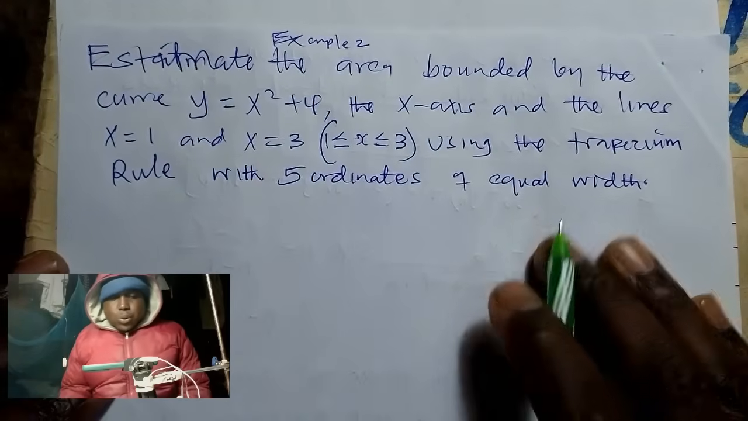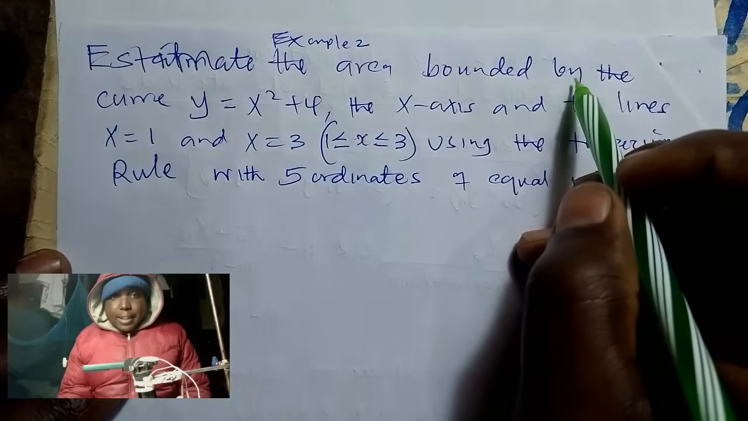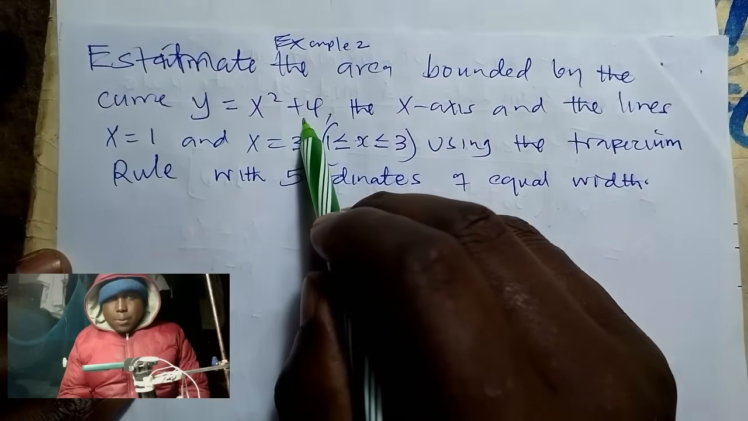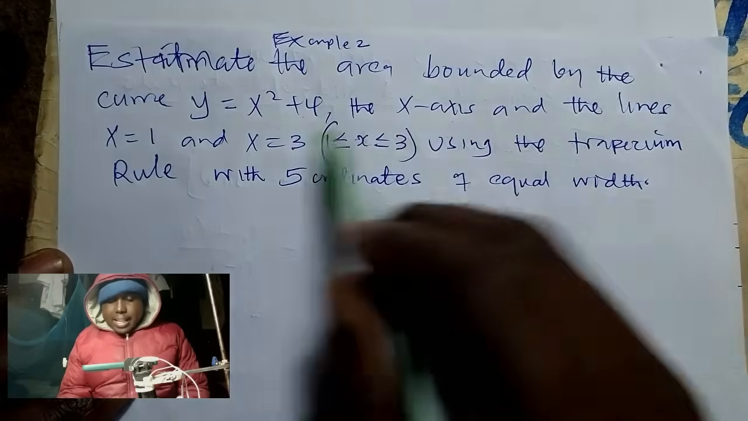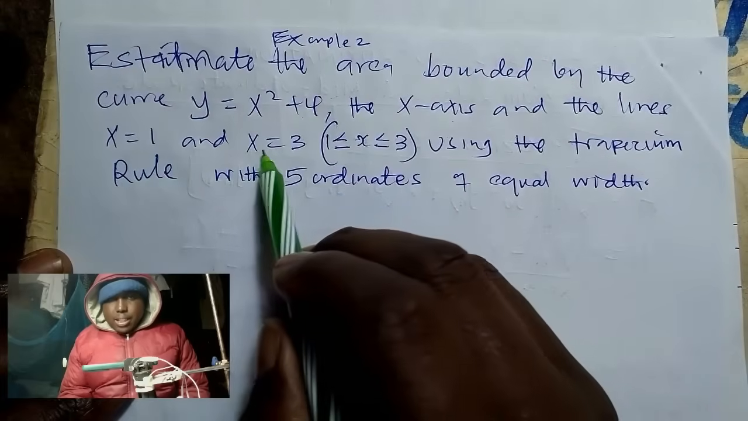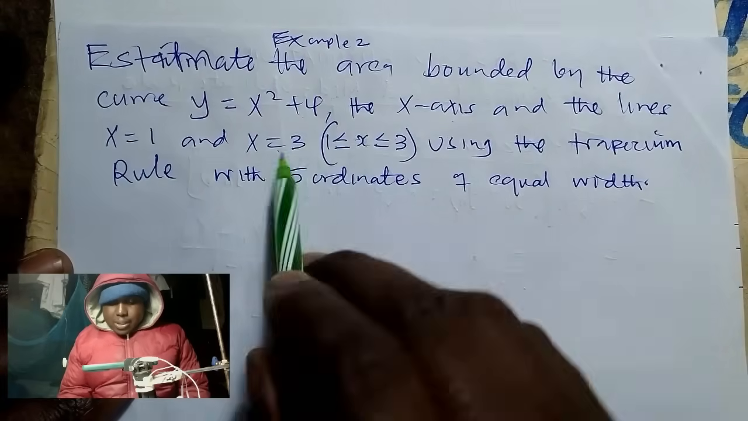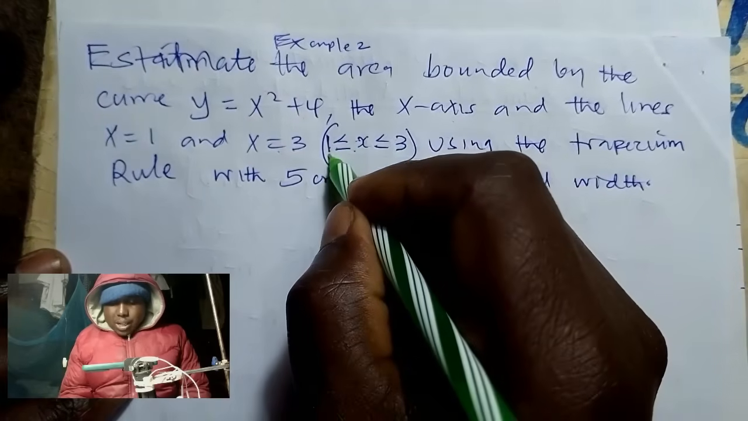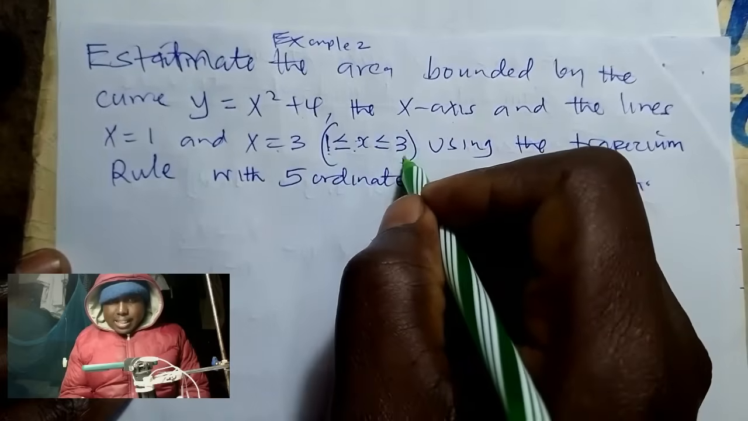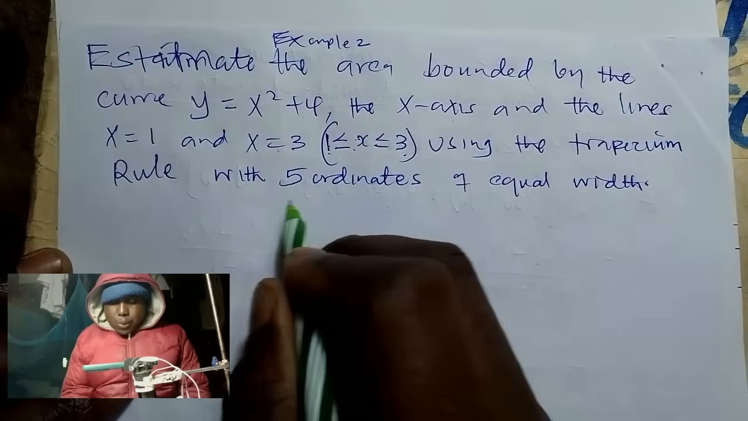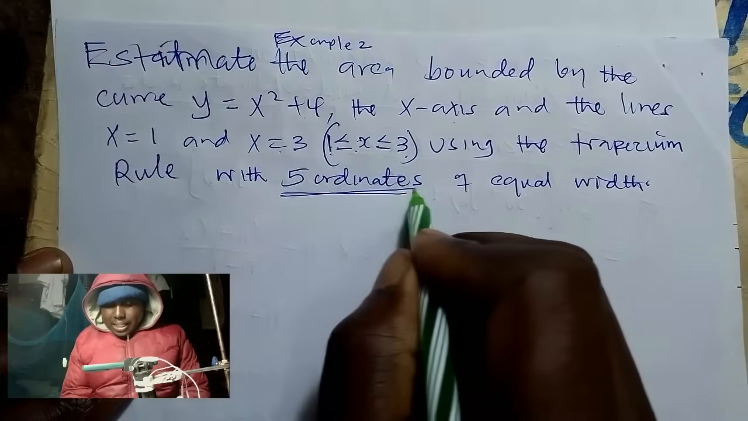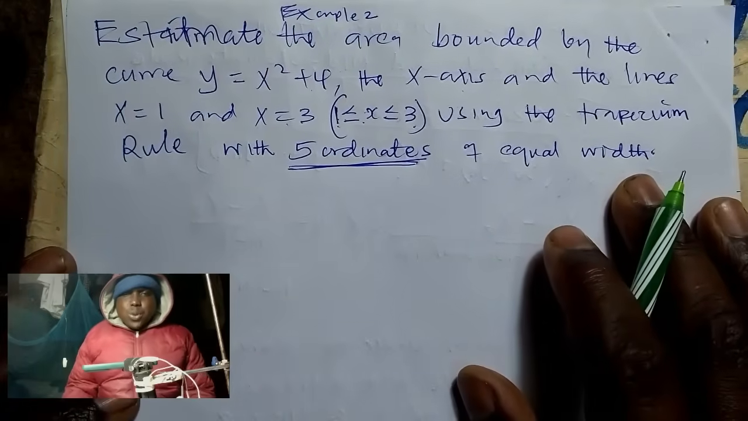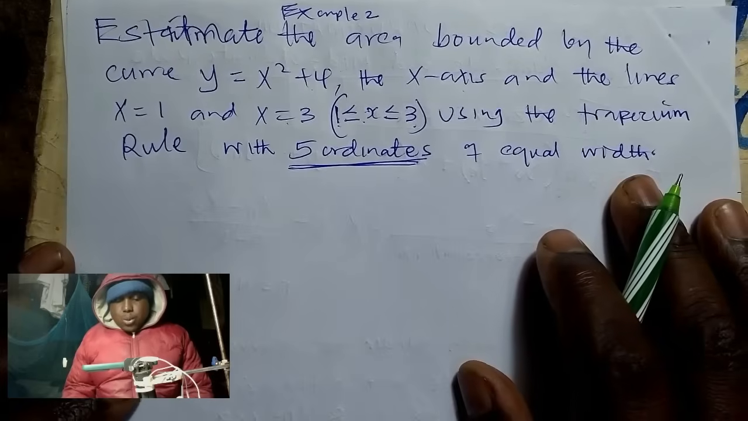In our example 2, estimate the area bounded by the curve y is equal to x squared plus 4, the x-axis and the lines x is equal to 1 and x is equal to 3. Once you are given this, you should notice the range starts from x equal to 1 and ends at 3. Using the trapezium rule with 5 ordinates, mark that. That gives you the formula you are going to use to get h.